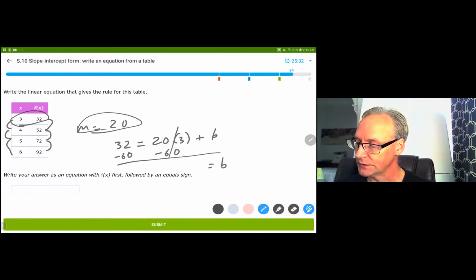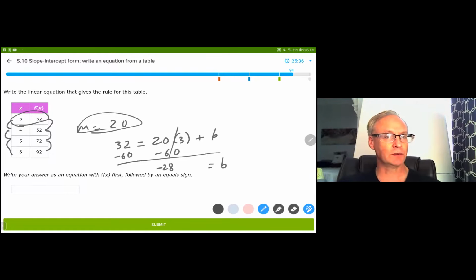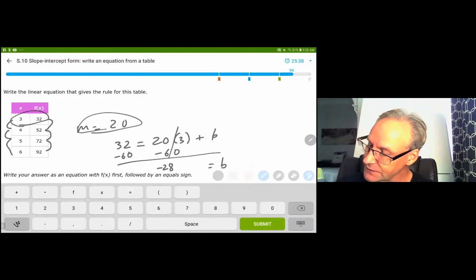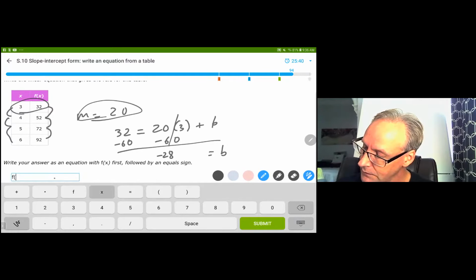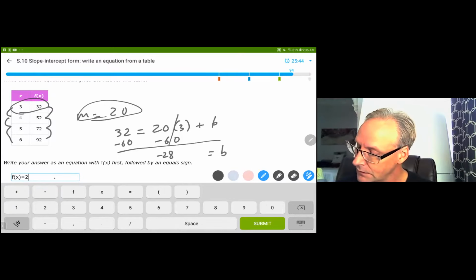b equals, sorry, it's a little off here. I kind of got it in the way. Minus 28. So we've got f of x equals 20x. And we don't forget the space. It's really easy to forget the space in there.